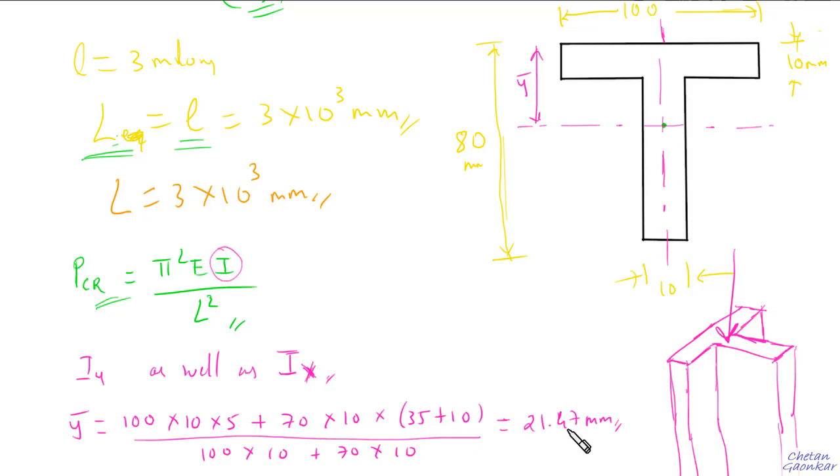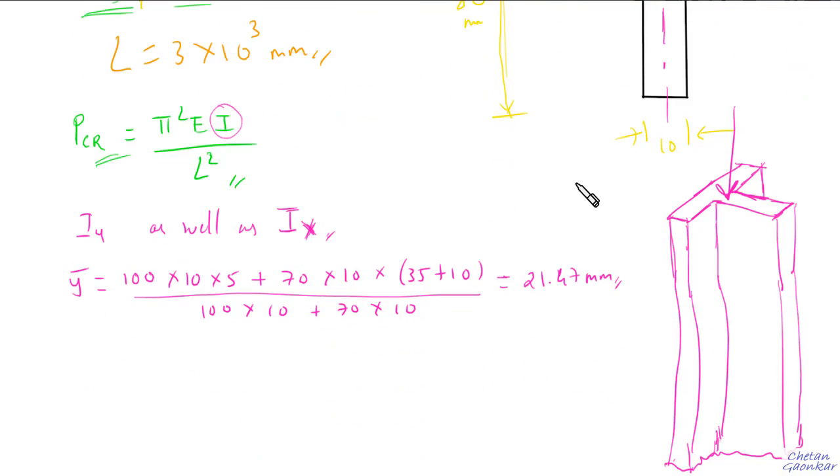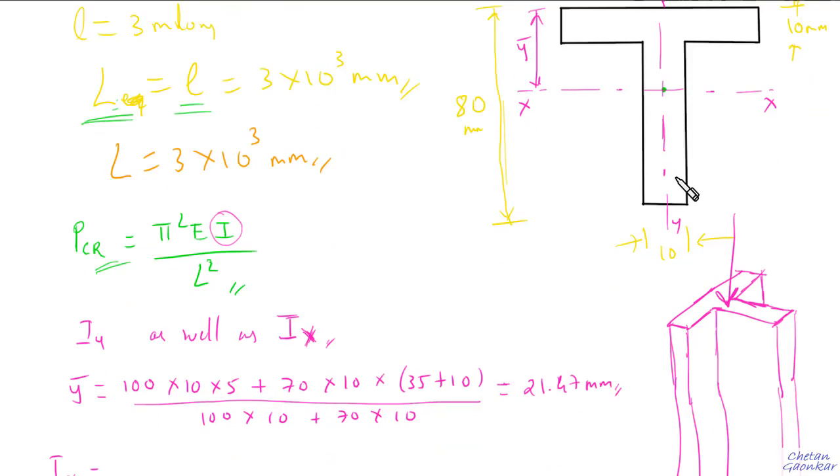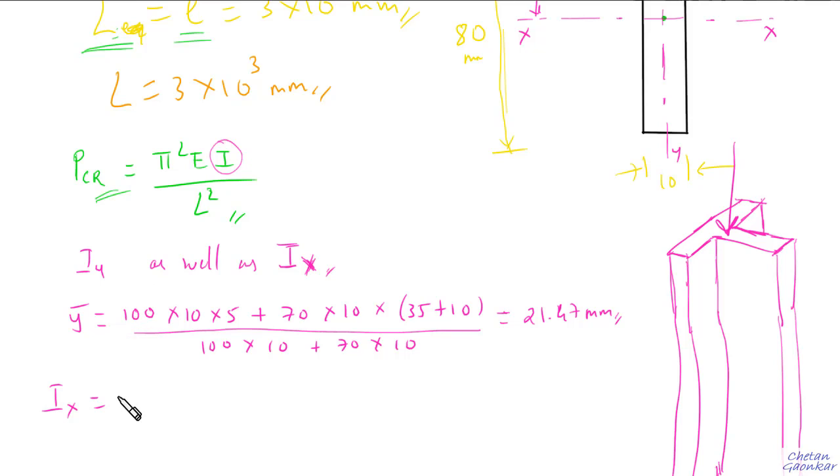So y bar will come out to be 21.47 from the top end. So this will be our y bar from here to here, right? Therefore Ix will be the moment of inertia about the x-axis. That is, if this is our x-axis, the horizontal axis passing through the centroid, and this is our y-axis, the vertical axis passing through the centroid, then Ix will turn out to be 952,990.2. Again, I am not going into detail on how I got this. You need to refer to our earlier videos.